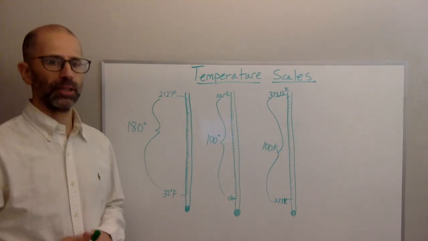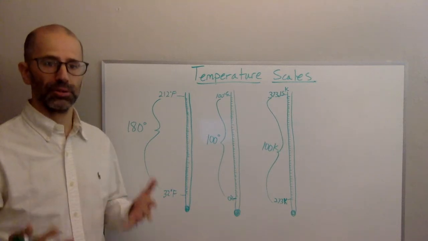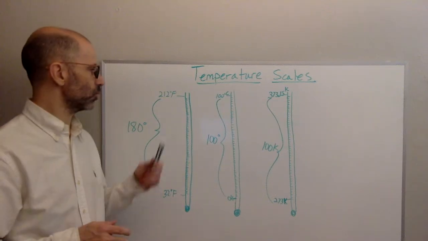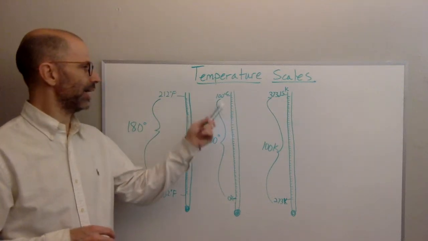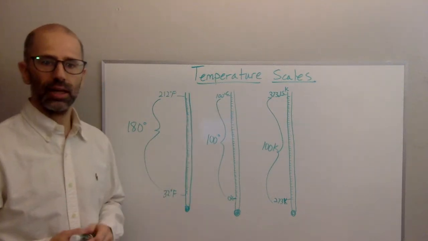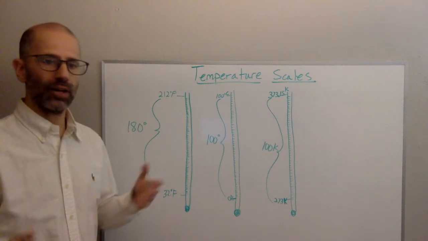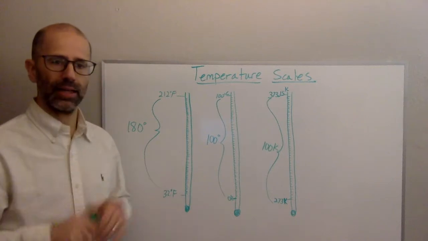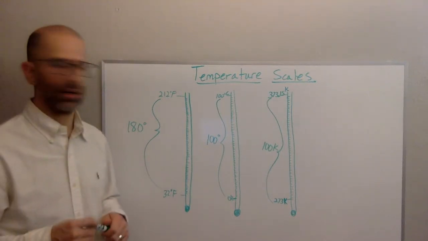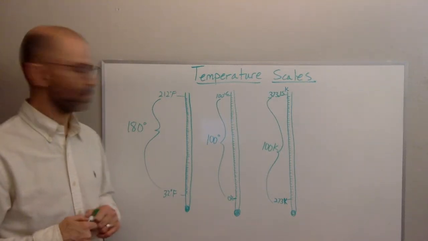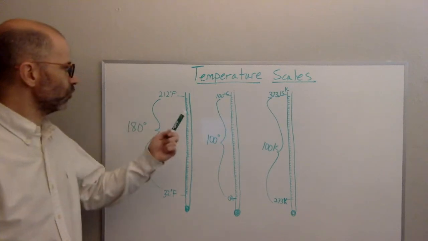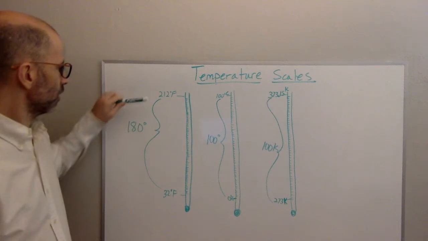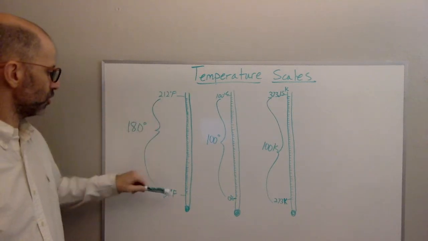Now, historically speaking, there were a lot of different temperature scales. But the ones that became the most popular were the Fahrenheit and the Celsius temperature scales. And there's a lot of history involved in why that is. I'm not going to get into that, but it's interesting if you want to read it yourself. So one of the things you want to notice right off the bat is the number of divisions.